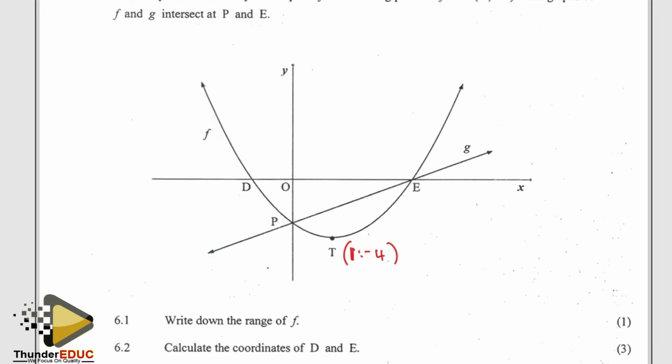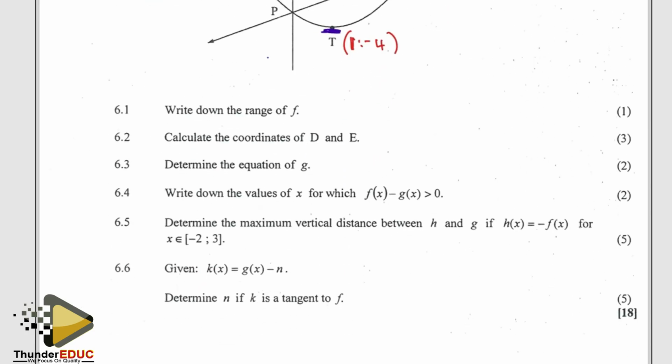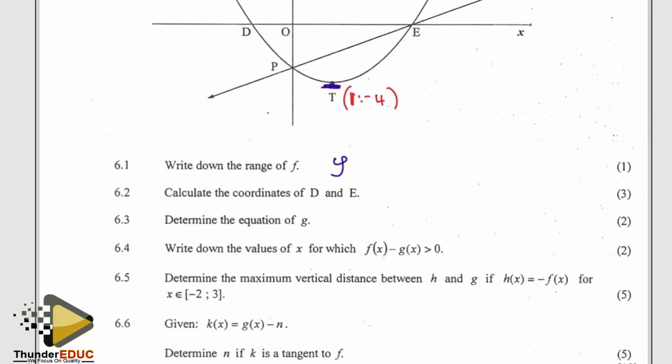So range simply refers to the y values, any y values that we're going to be looking at for the graph to exist or for the graph to be valid. Okay, so you can see that from the turning point moving upwards, I'm going to say y must be greater or equal to negative 4. That will represent my range.